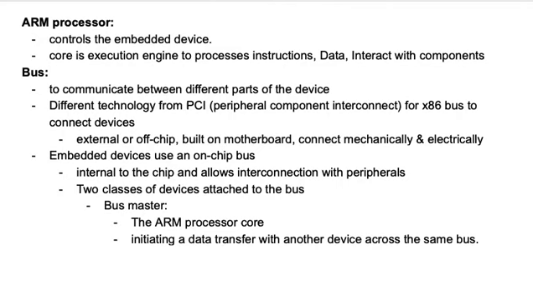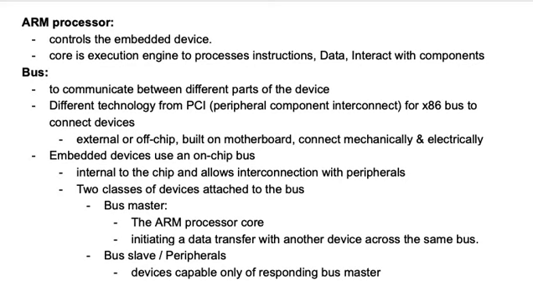There are two classes of devices attached to the bus. One class of device is the bus master, which is usually the ARM processor, and it can initiate a data transfer with another device. A bus slave or a peripheral is a device capable of responding to the request from the bus master. For whatever transfer request, it will respond.